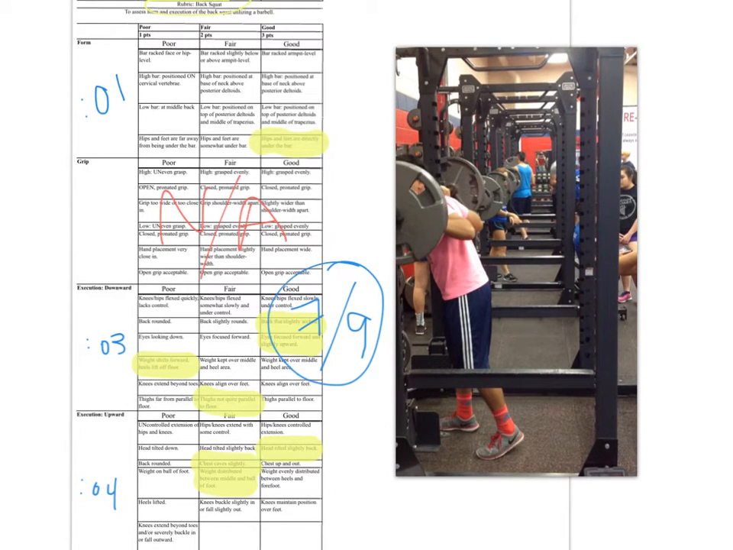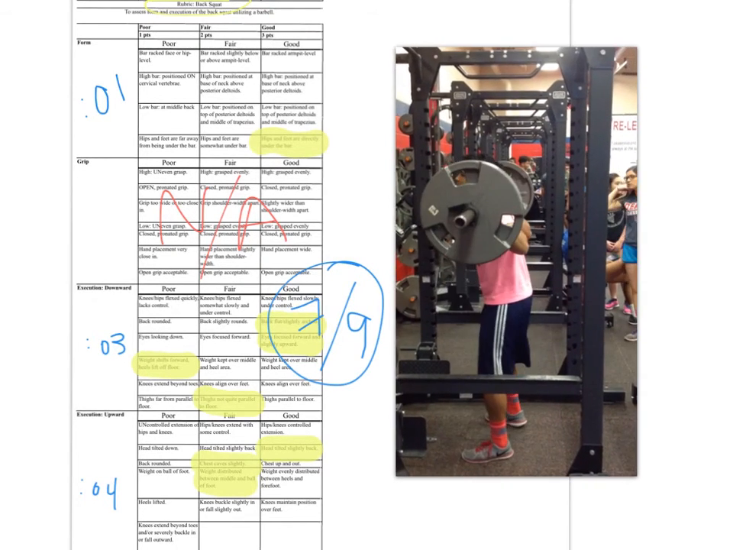And after I played the video, I could then start talking about the different sections of the rubric. I could say my form was good because my hips and feet are directly under the bar. And that's when I could start going to the exact spot where my hips and feet are right under the bar, using the laser tool to show that in a straight line, okay?